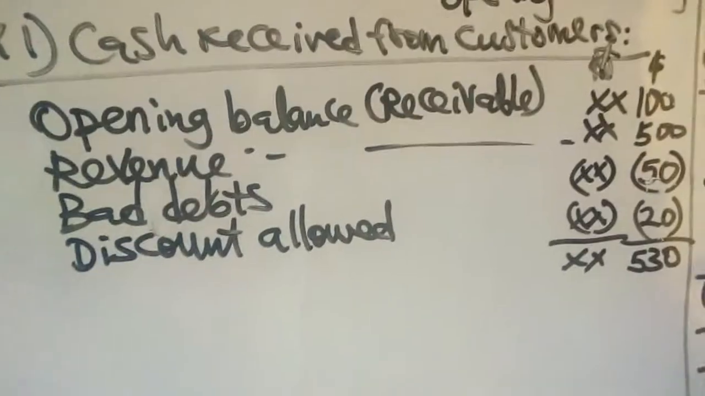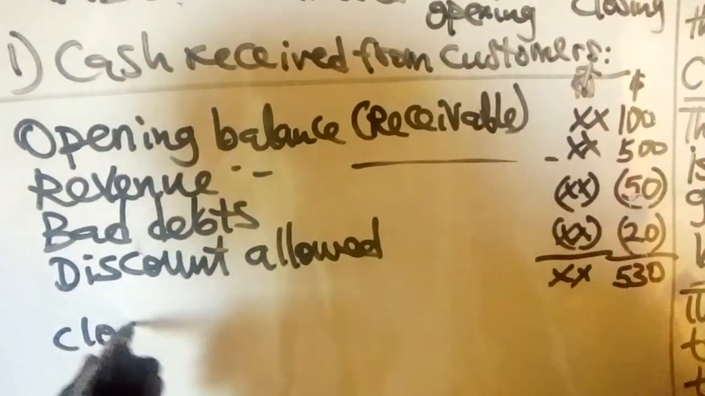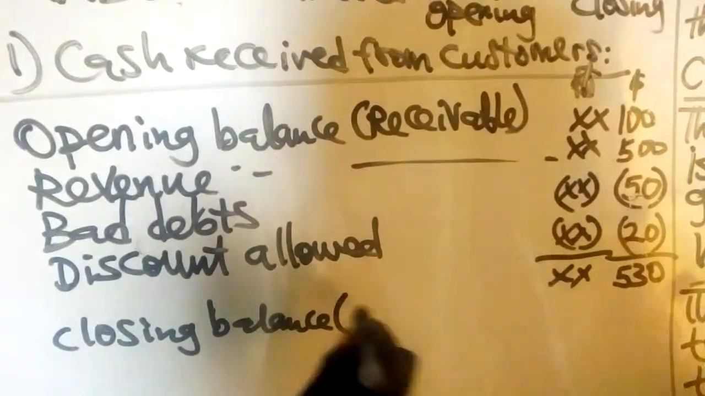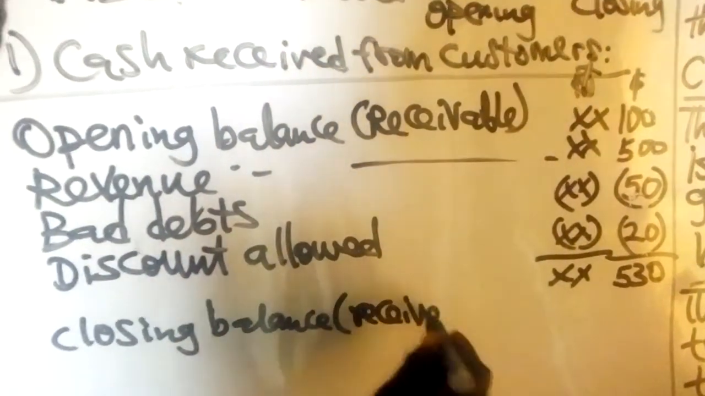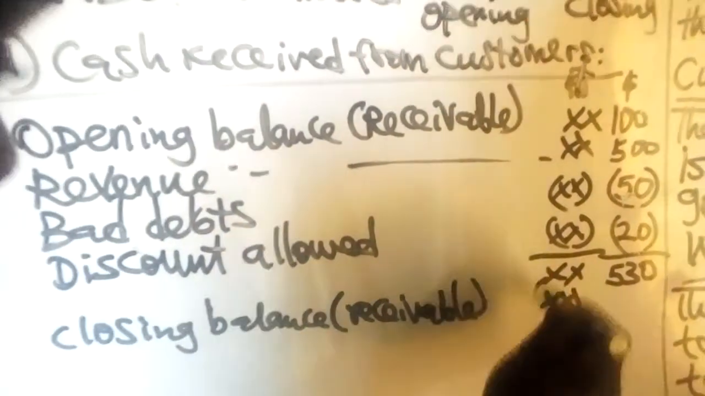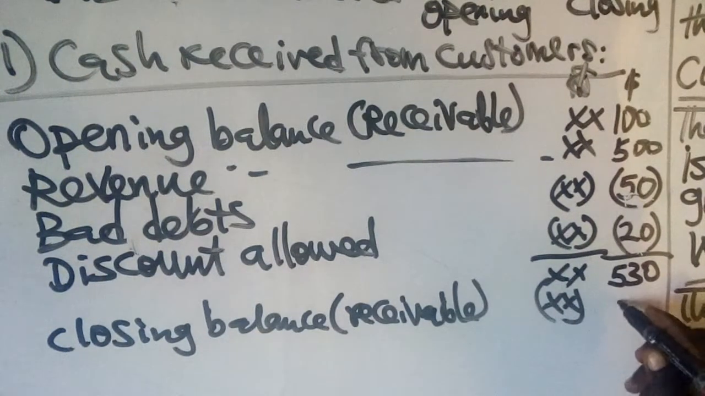So now I want to put closing balance. That is your closing balance of receivable. That means the amount the customers are owing you as at the end of the period. You have to subtract the closing balance. Let us assume the closing balance is $130.